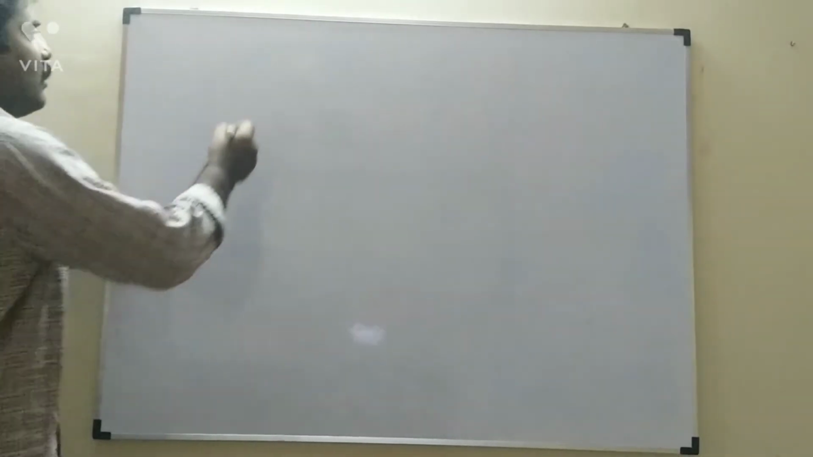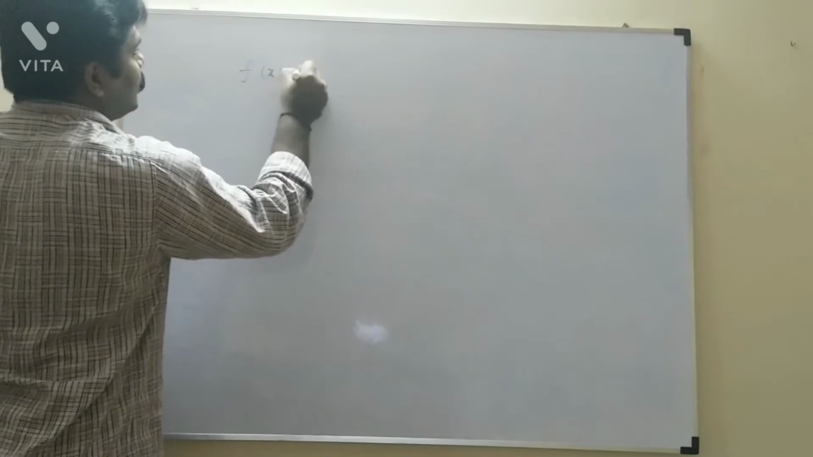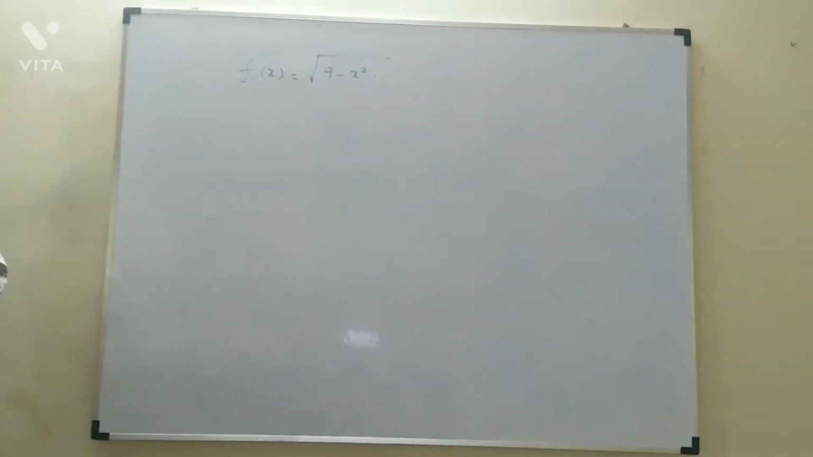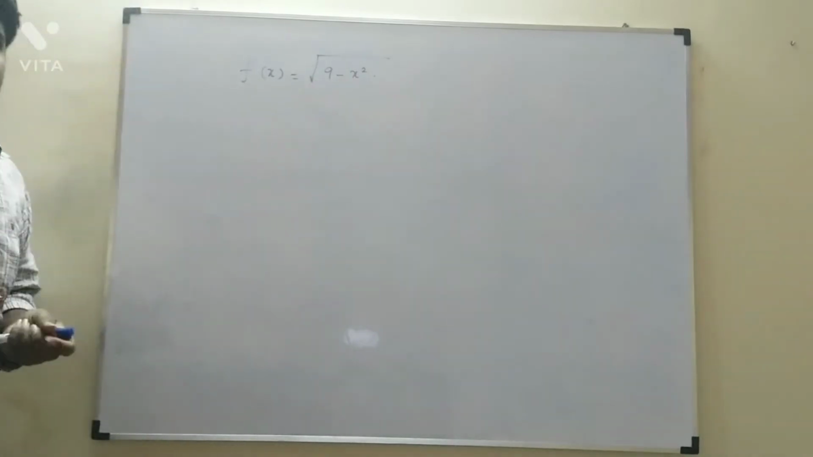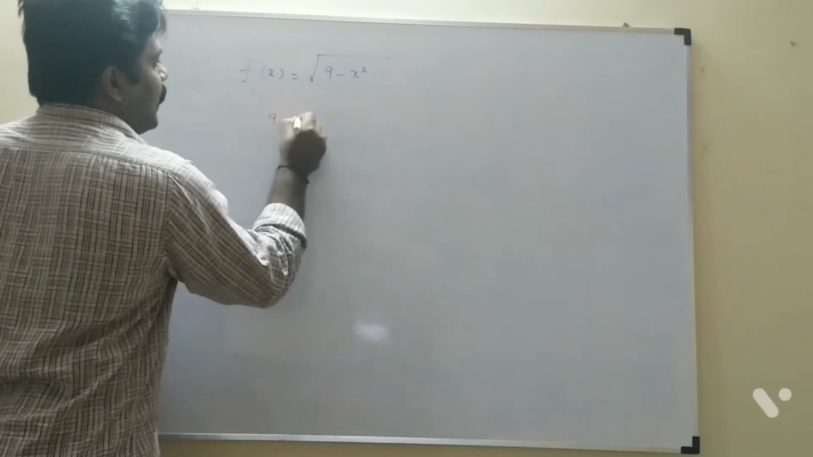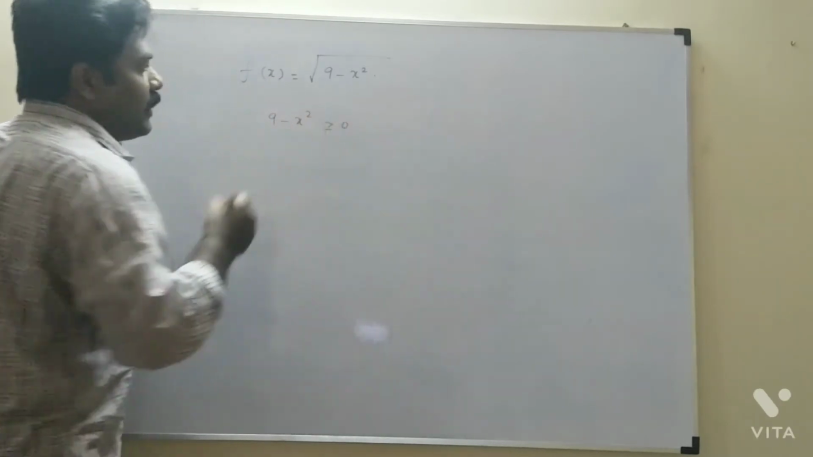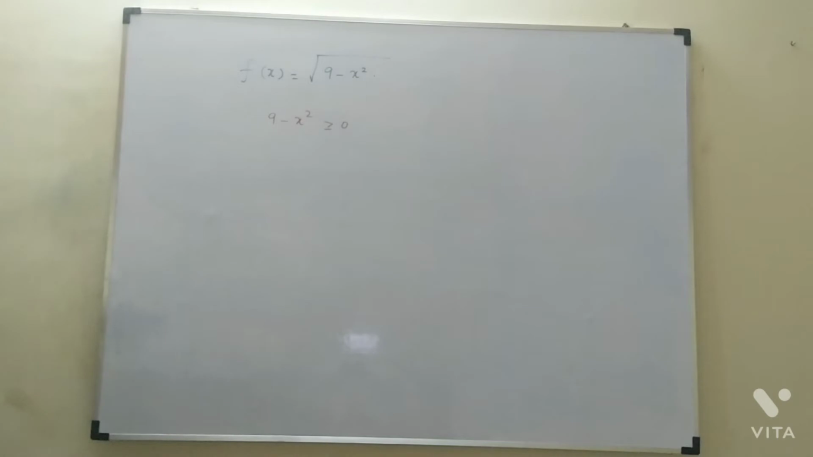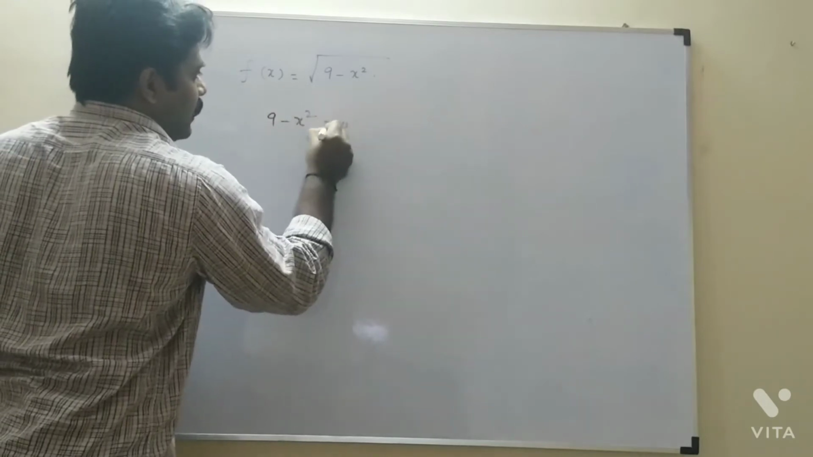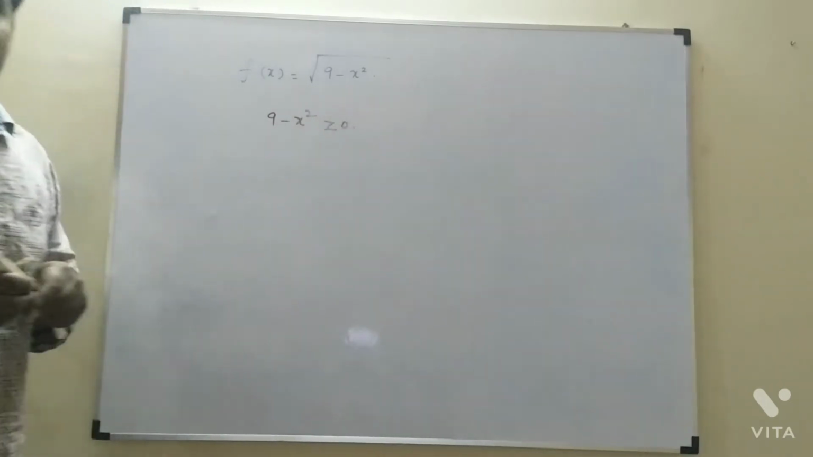Right, f of x is equals to root of 9 minus x square. So we all know very clearly that the value under the root should always be greater than or equal to 0. So that means 9 minus x square is greater than or equal to 0. Right? So 9 minus x square is greater than or equal to 0.